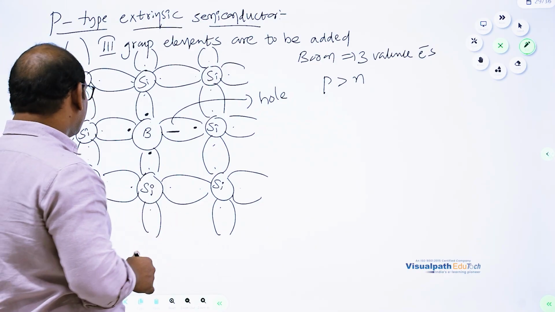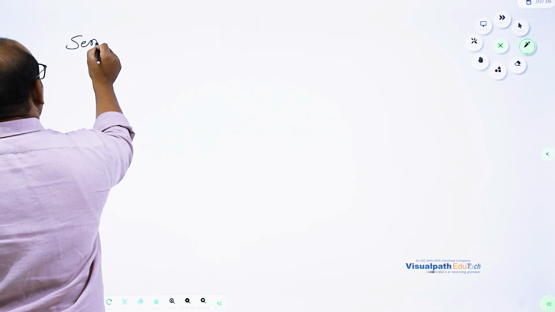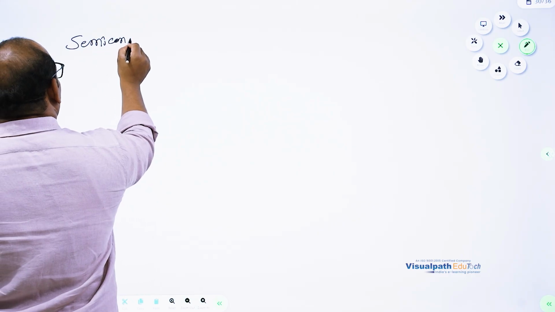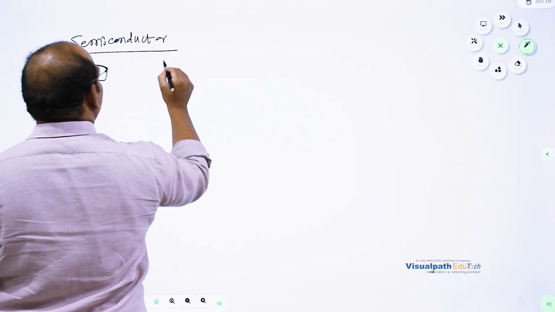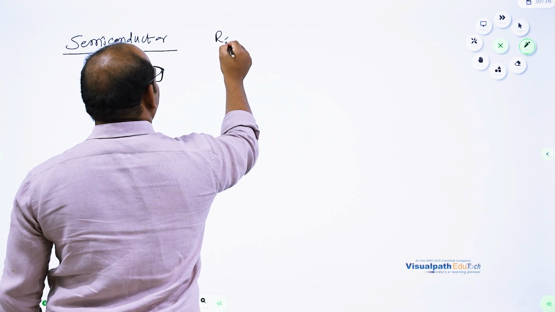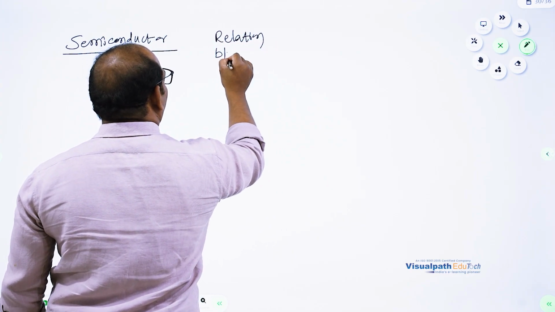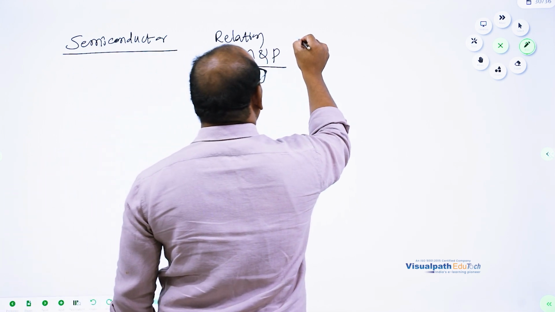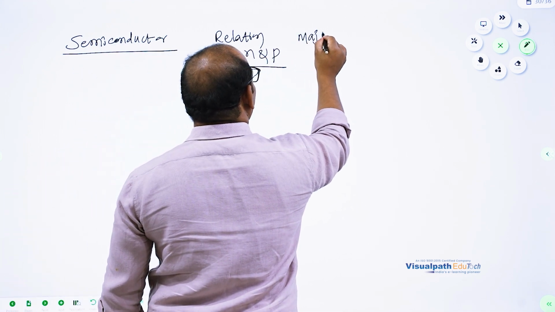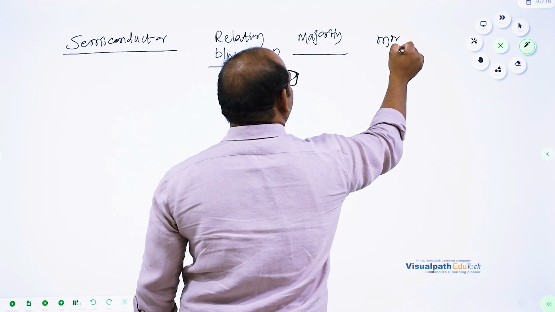So this is the analysis we have to do for the 3 semiconductors. So I am taking here the semiconductor, the relation between n and p, and majority and minority.